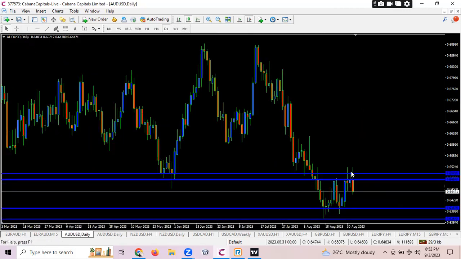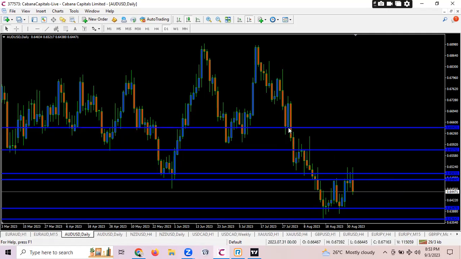So on daily, what do we have here? If you are considering buying, you should wait for a candle to close above this supply zone, or you call it your resistance zone. So I will be considering buying Australian dollar USD above this zone. And if it breaks out from this zone, the first target would be this resistance. If that resistance is broken, it will aim for this next resistance. If this resistance is broken, it will aim for this resistance.